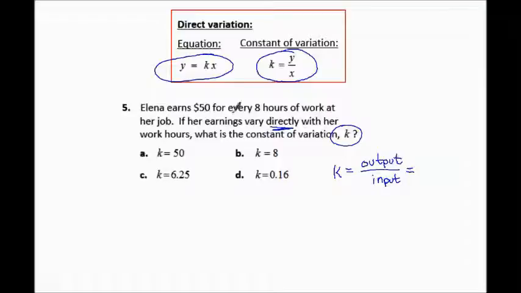So if Elena gets an output of $50 for every input of 8 hours that she works, that's going to be your constant of variation, 50 divided by 8. That gets you a 6.25. So your option here is option C. Remember, your Y is your output and your X is your input.